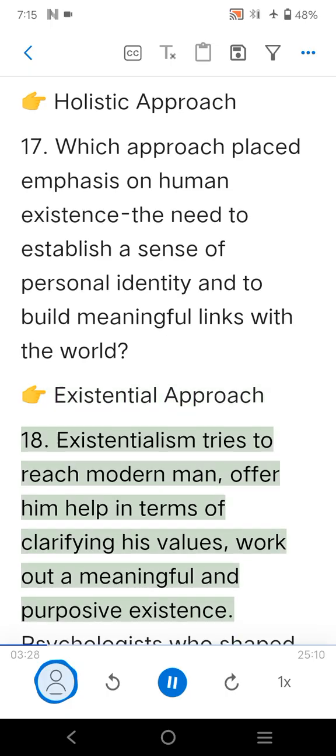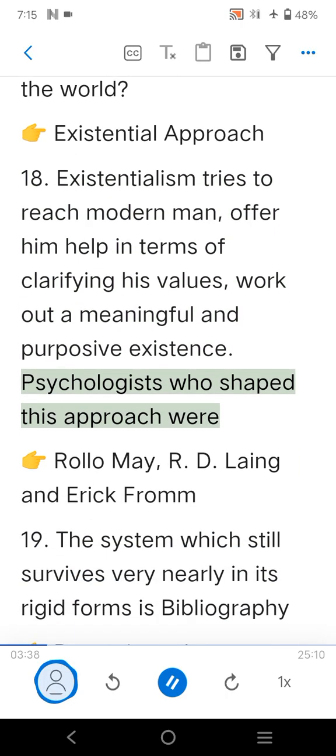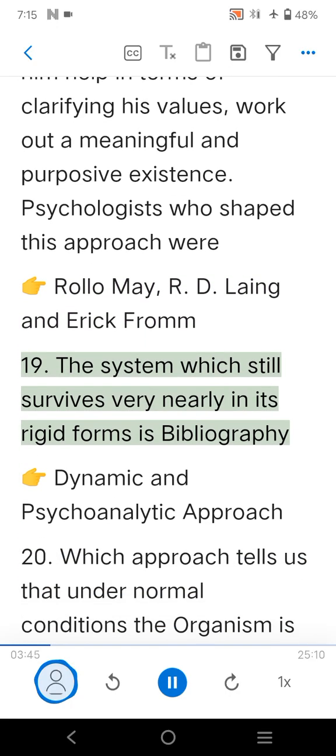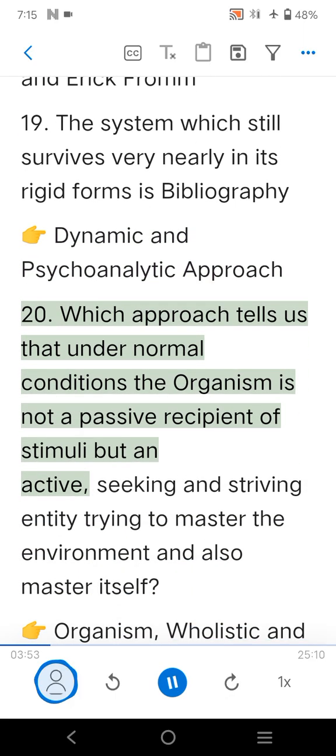Existential approach. 18. Existentialism tries to reach modern man, offer him help in terms of clarifying his values, work out a meaningful and purposive existence. Psychologists who shaped this approach were Rollo May, R. D. Laing and Erich Fromm. 19. The system which still survives very nearly in its rigid forms is the dynamic and psychoanalytic approach.